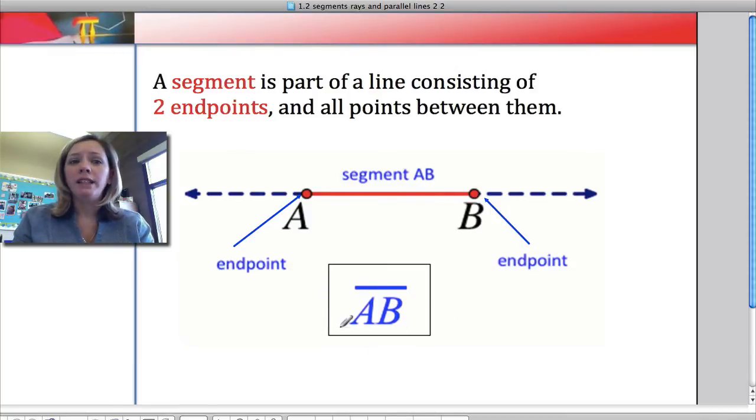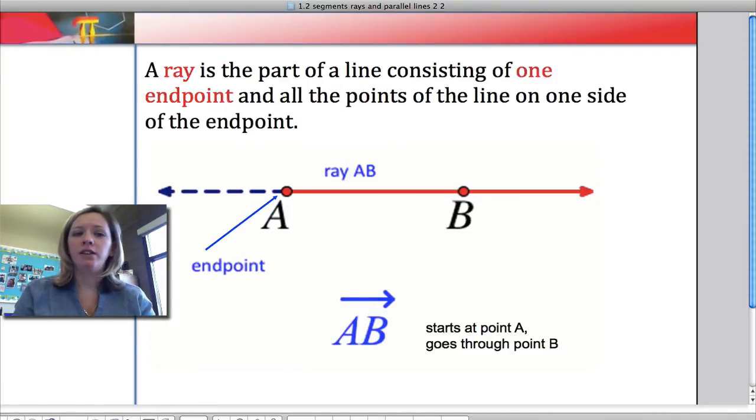The way we write segment AB is to use the capital letters, because those are points, and then a line on top. Notice how the line on top doesn't have arrows at the end? That's how I know it's a segment. In this particular case, it would also be acceptable to call this segment BA. The order of those endpoints doesn't matter when you're naming it.